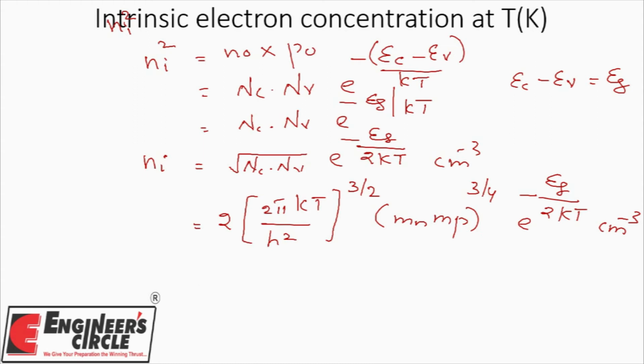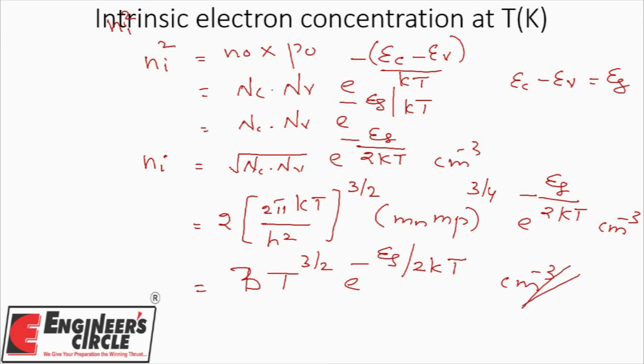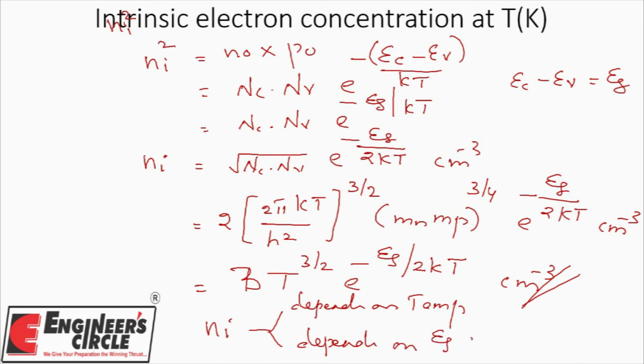But in simple form, we can write this as equal to a constant B multiplied by T raised to 3 by 2, e power minus of Eg by 2kT, centimeter raised to minus 3. Because B is a constant, you can see that in the equation the variables are basically T and Eg. So you can see that the quantity ni depends on material, depends on temperature, and depends on the band gap, Eg, of the semiconductor material.